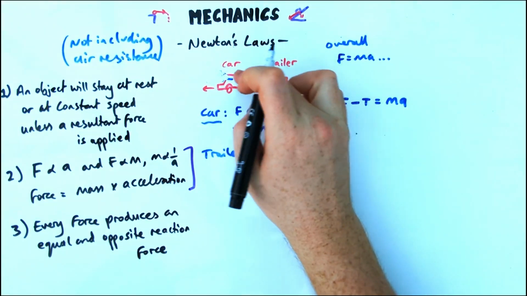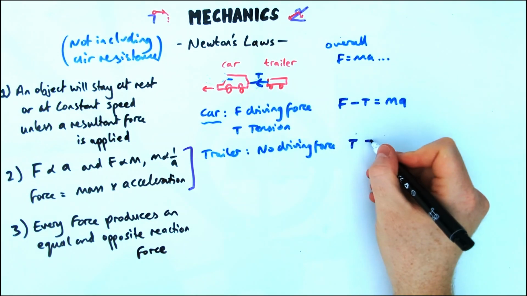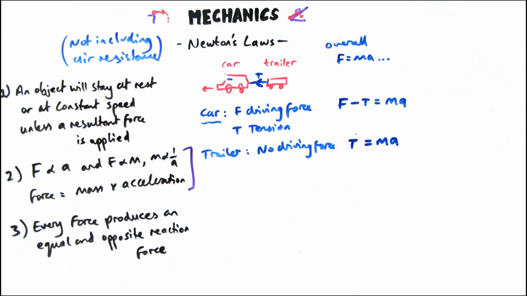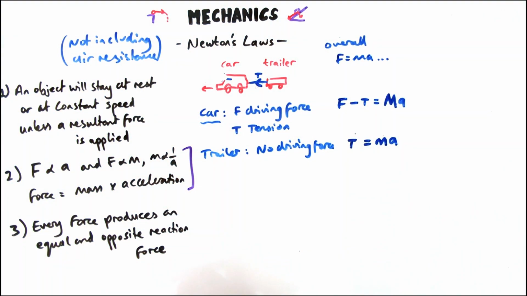Now, from the perspective of the trailer, there's no driving force, so the only force is the one that's pulling it forward. This is still tension in the tow bar. From the point of view of the trailer, the tension is pointing towards the car as it's moving it along. There's no backwards forces because we're not considering air resistance, so therefore T equals ma with a small case m.